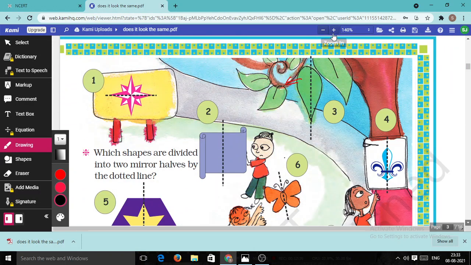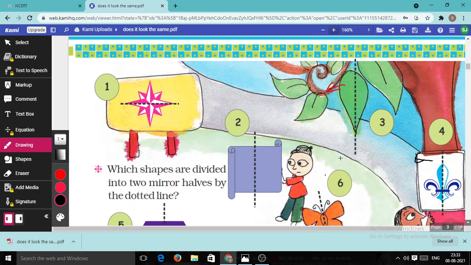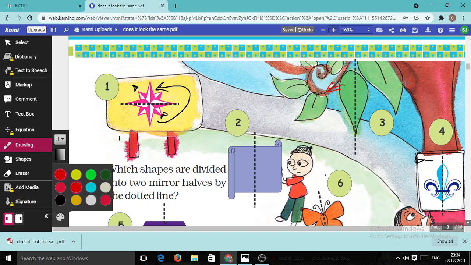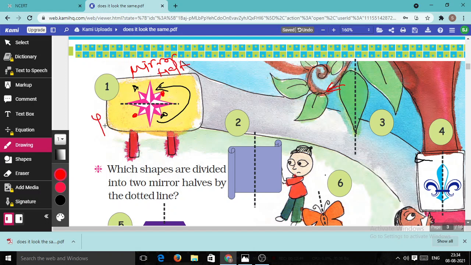Few figures are given to us. Look here. We'll zoom in so you can observe it carefully. Look at this picture carefully. This is one kind of figure given to us. A dotted line divides the figure into two parts. This part is matched with this part. This part is matched with this part, and again this part is matched with this part. So the figure completely matches the other part. So it is a mirror half. And you write here S.